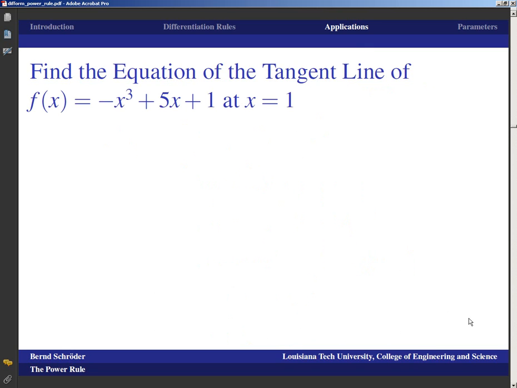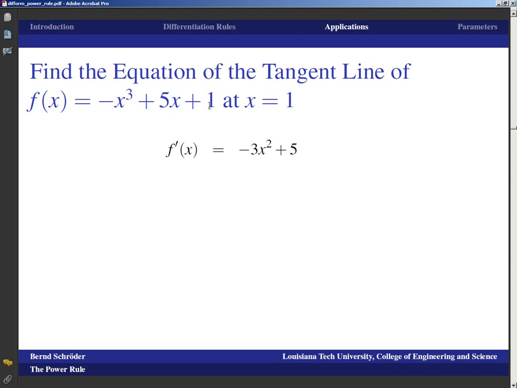All right, now we can find tangent lines for arbitrarily complicated or near arbitrarily complicated functions. For example, for the polynomial f of x equals negative x cubed plus 5x plus 1 at x equals 1. You take the derivative. Well, that is negative. The derivative of x cubed is 3x squared. The derivative of 5x is 5. That's the one where x is x to the first, right? So you end up as a derivative having 1 times x to the 0th, which is, of course, just 1.